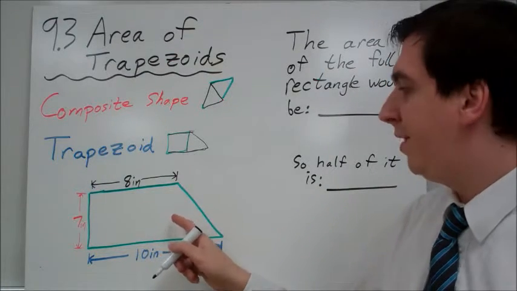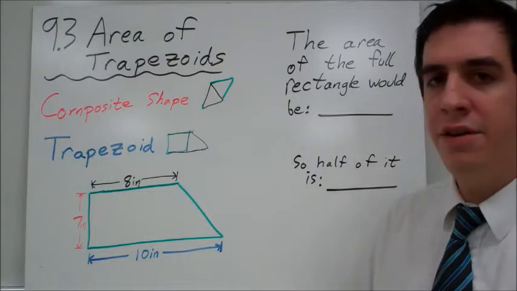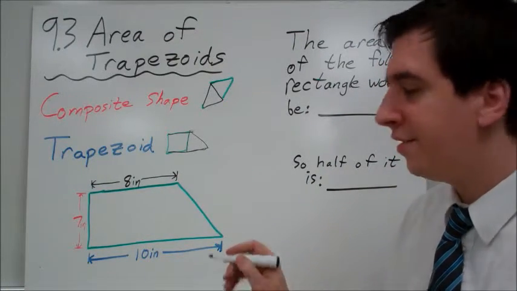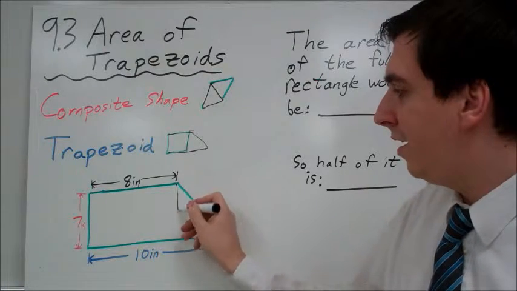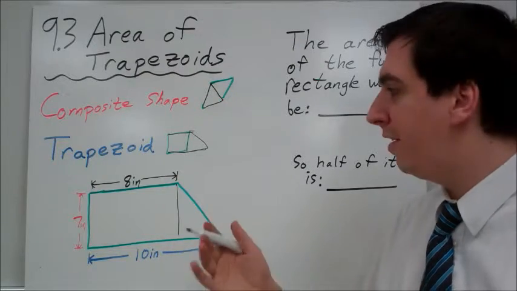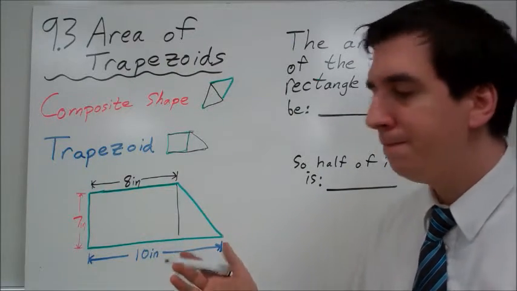Let's look at this trapezoid down here. If we want to find the area of it, how could we possibly do that? One way we could do that is we could cut it up and we could say, oh, well, here is a rectangle plus a triangle. And we know how to find the area of both of those separately.